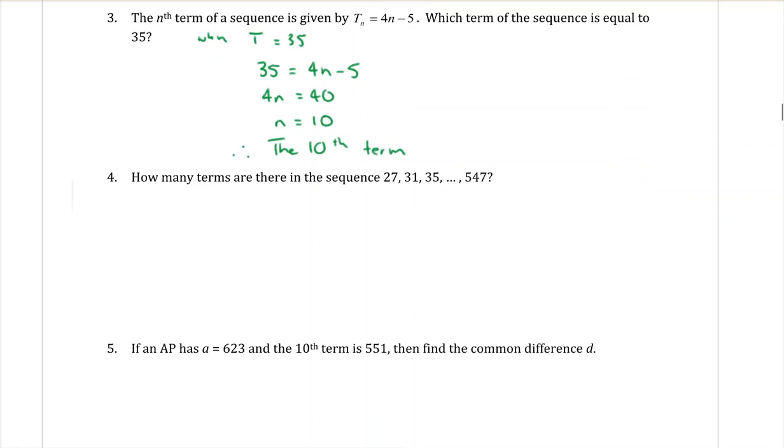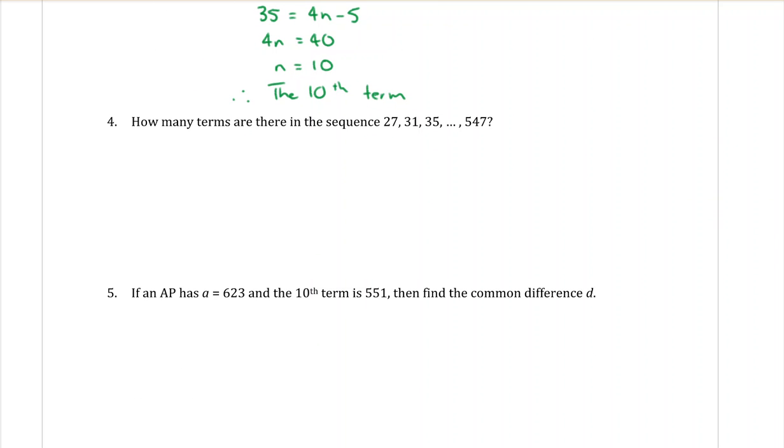Question 4. How many terms are there in the sequence 27, 31, 35, all the way up to 547? This is what we call a finite series because we have a last term, a last number. Okay, and we're trying to find out how many terms there are coming up to that last number of 547. So we're just going to make our term, our t of n, equal to the 547.